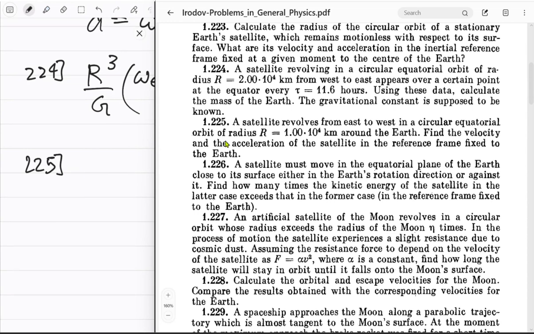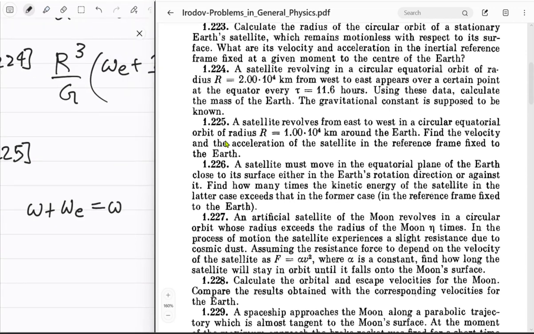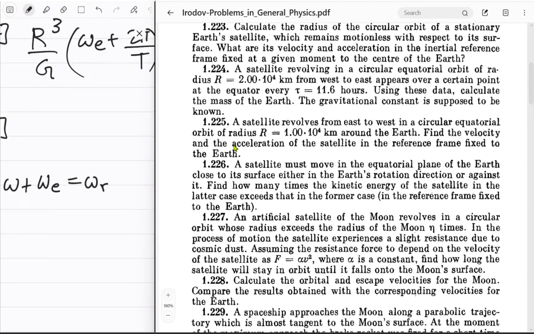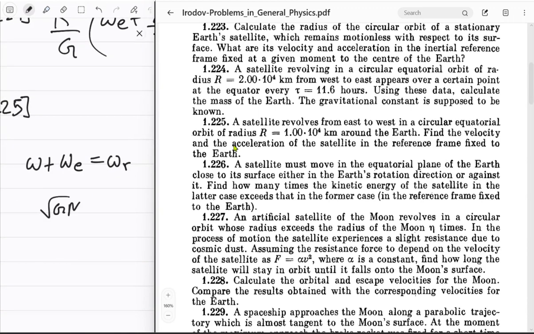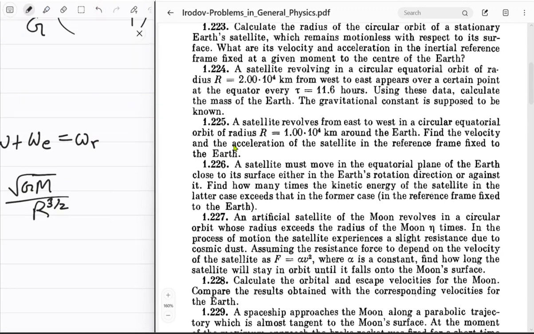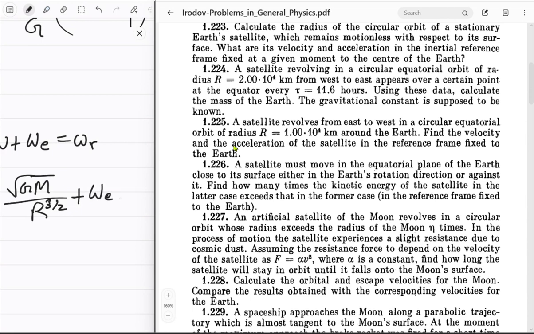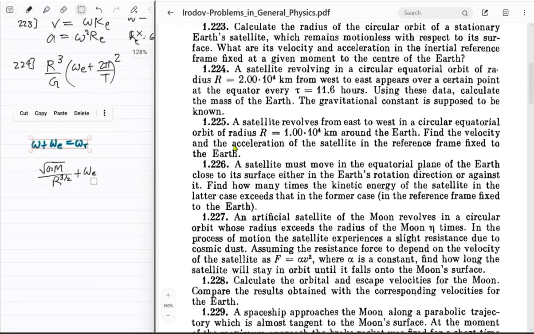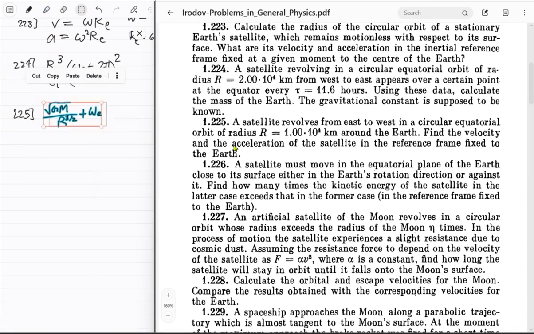So the actual omega for this satellite plus omega e. You have to figure out omega first, and then you can do this. What was omega once again? Square root of gm upon r power 3.2. Finally, now I have this memorized. Plus omega e, that's the omega relative. So this times r is the velocity, and the square of that times r is the acceleration.